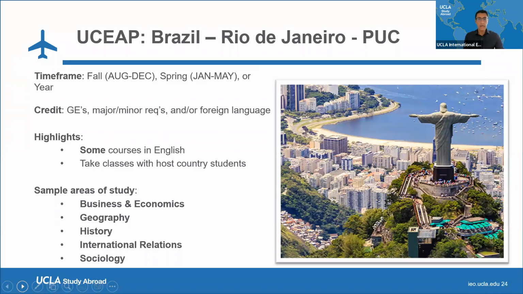Okay, one great program that I do want to highlight is Brazil in the city of Rio de Janeiro. It's at the Pontifical Catholic University of Rio de Janeiro, and you can go for fall semester or spring semester. You will have the opportunity to meet local professors and local students, and you could take classes in English. They have many classes in English, specifically in history, geography, international relations, and sociology. But if you do have enough Portuguese, you can take classes in Portuguese. A lot of the information is also on our website, so this is just a brief summary of the program.